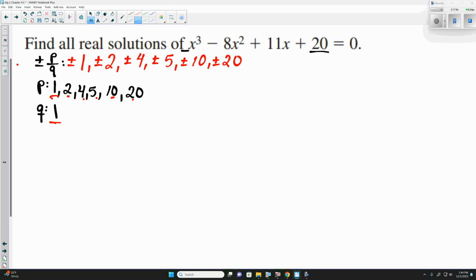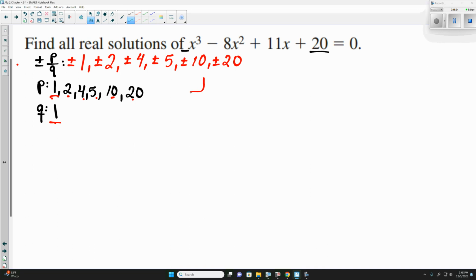With the rational zeros, all the factors of p will end up getting listed back out because we're going to divide them by 1 first. Now, if we had another factor of q, say 3, we would repeat this process, but instead of dividing them by 1, we would divide them by 3. And we would continue in such fashion until all the factors of q have been exhausted. So what this tells us is for this cubic function, the rational zeros are either 1 or negative 1, 2 or negative 2, 4 or negative 4, 5, negative 5, 10, negative 10, or 20 or negative 20.